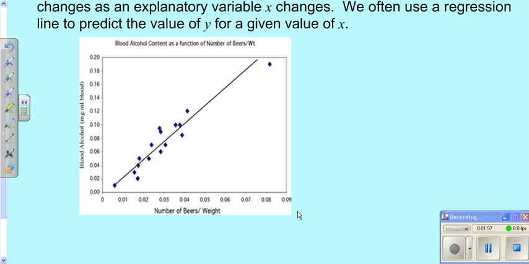So down below here, we're dealing with the number of beers, in this case divided by the person's weight, compared to the blood alcohol level. And here we have the least squares line graphed in the context of this problem.